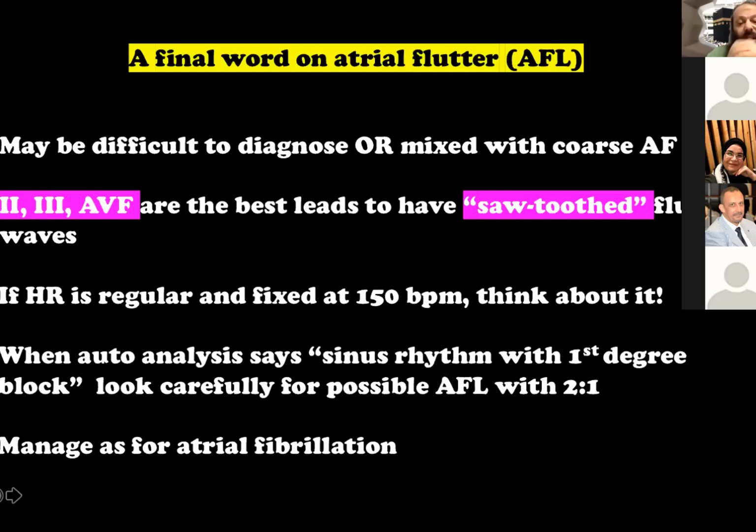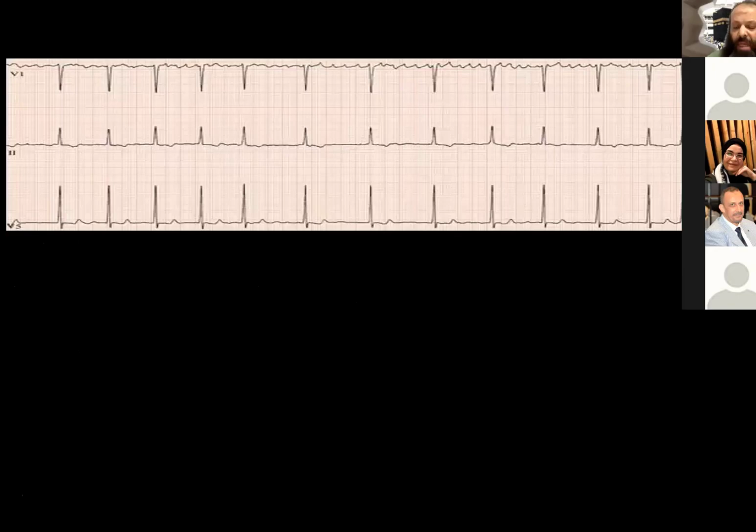When the auto-analysis of the ECG says sinus with first degree block, look carefully for possible atrial flutter with 2 to 1 block. So this is one of the common mistakes that we face a lot, especially with the auto-analysis of the ECG. Management is as atrial fibrillation, as we mentioned, if stable, but with a different protocol, which we will highlight in the management of arrhythmias. This is how atrial flutter is confused with coarse atrial fibrillation.